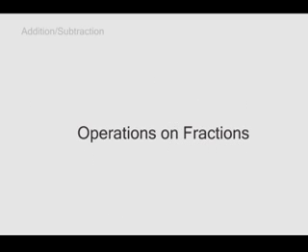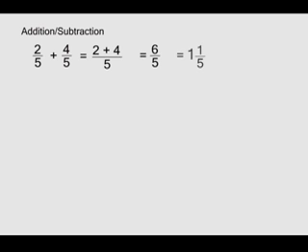Operations on fractions, addition and subtraction. When we add or subtract fractions with equal denominators, we simply add the numerators. So 2/5 plus 4/5, we retain the denominator 5, then 2 plus 4, which gives us 6. As a mixed fraction, that is 1 and 1/5.